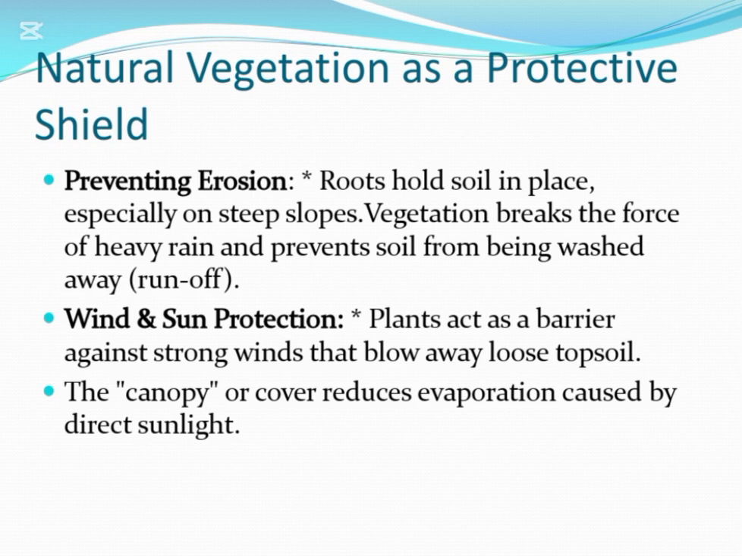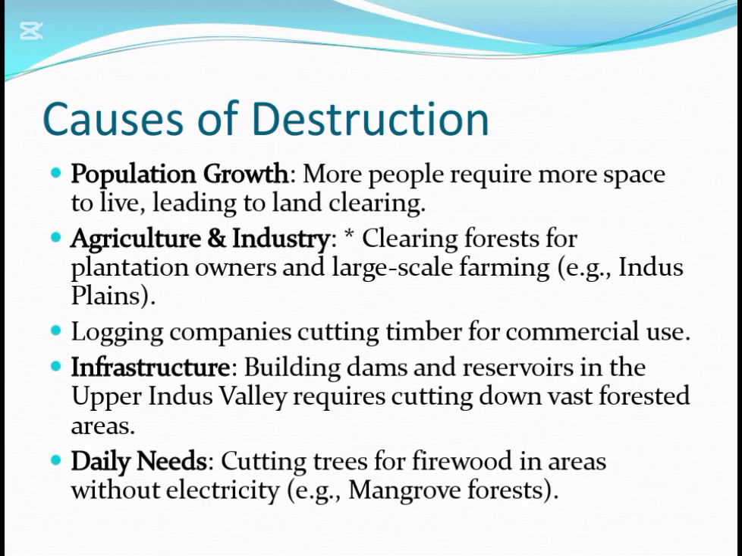It's ultimate protection. Now, look, the next slide, the causes of destruction. The population growth means more people require more space to live, leading to land clearing. Second is agriculture and industry, clearing forest for planting crops and large scale farming, for example, the Indus Plains.